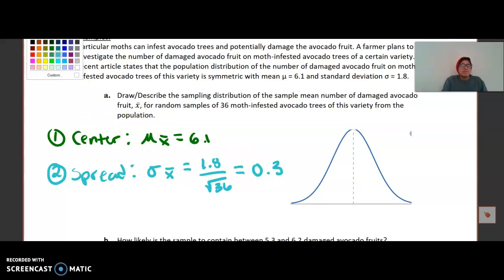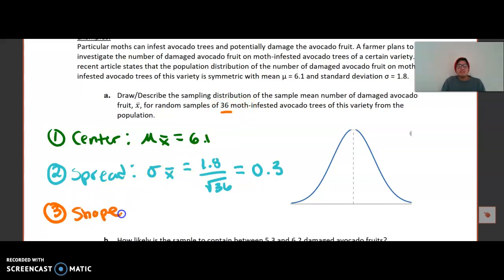And now lastly, the shape of our distribution. Well, it didn't say that the population was normal. We were just told it was symmetric. So technically that would meet criteria number 3, which is no extreme skewness or outliers in our distribution. Another way that we could meet this condition is looking at the sample size here. Well, that sample size is 36, and even if this distribution was skewed, in repeated sampling of size 36, eventually my sampling distribution would be approximately normal. So here we're going to be approximately normal by the central limit theorem, since 36 is greater than or equal to 30.